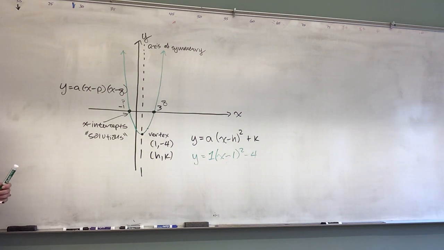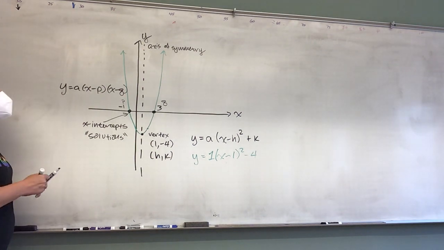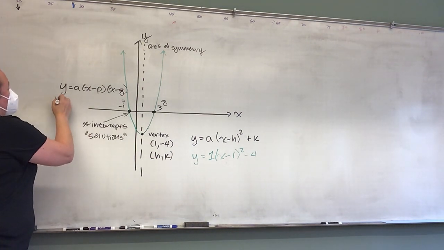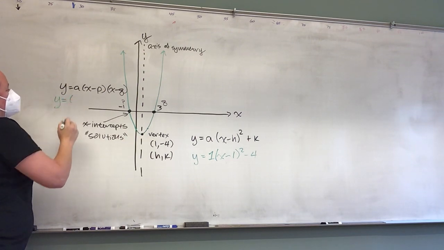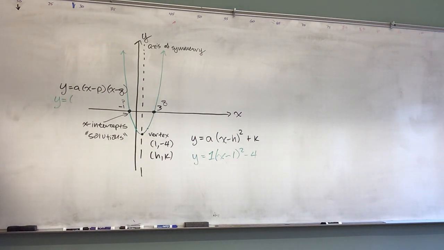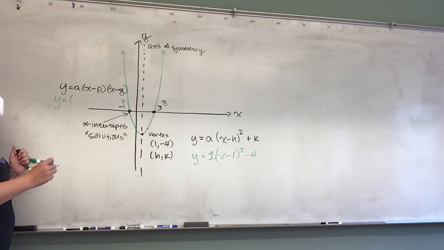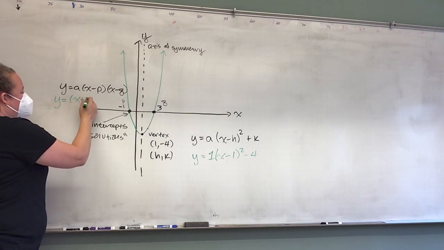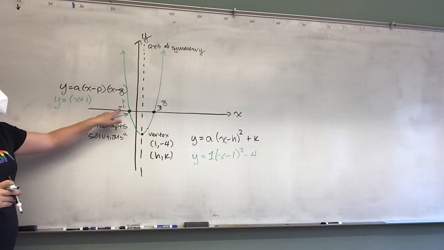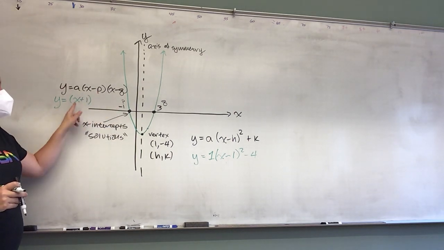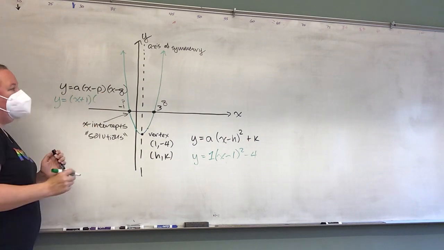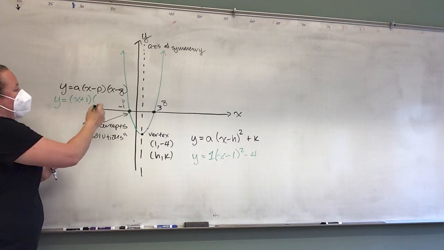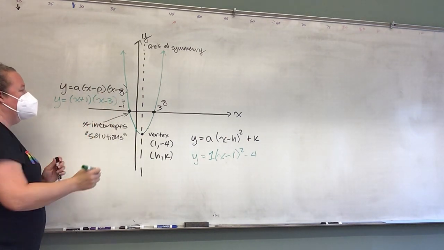So Taylor, again here our a is 1. What's our equation of this particular parabola going to be? x minus, or actually x plus 1? Yeah, why is it x plus 1? Negative, minus negative is plus. That's right, minus a negative is a positive. And x minus 3.